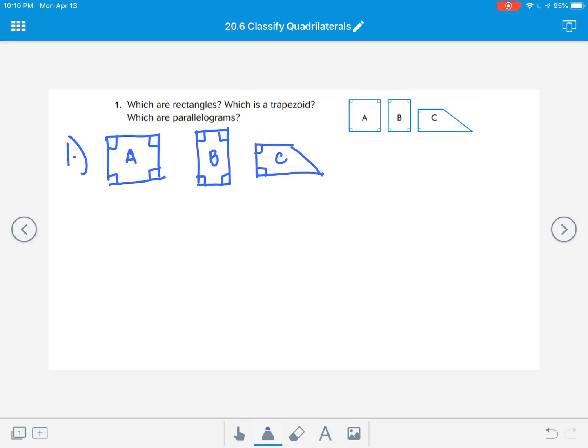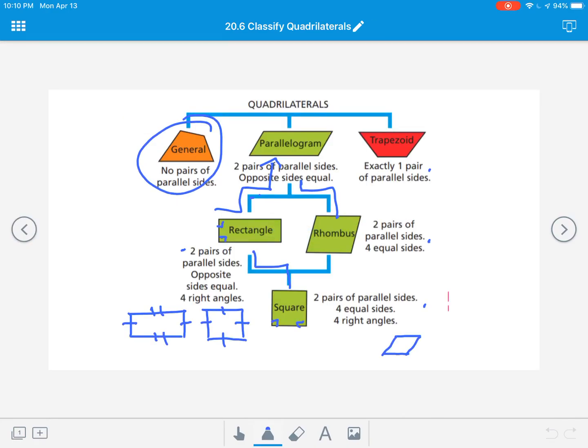So we need to determine for number 1 which of these are rectangles, which is a trapezoid, and which are parallelograms. I'm sorry if I get tongue twisted. Some of these words are hard to say fast. So let's start off with which are rectangles. Remember, looking back at our notes, a rectangle has 2 pairs of parallel sides. The opposite sides need to be equal, and there's 4 right angles.